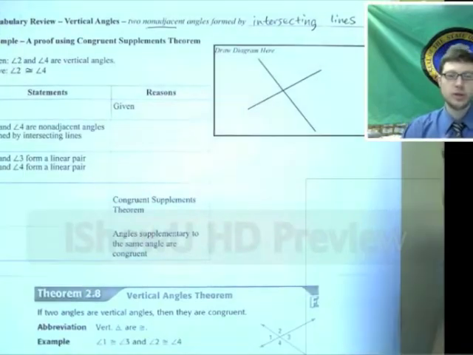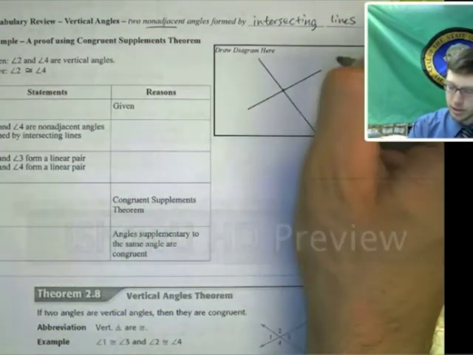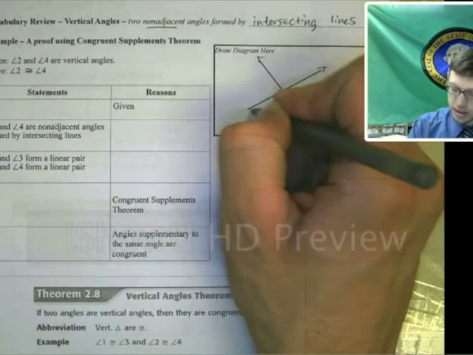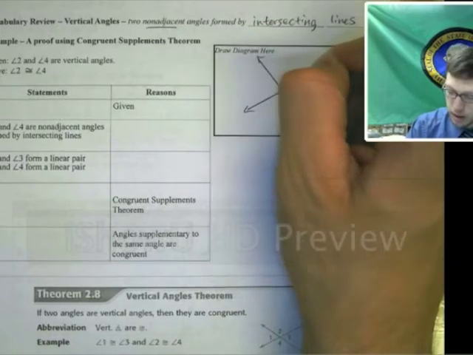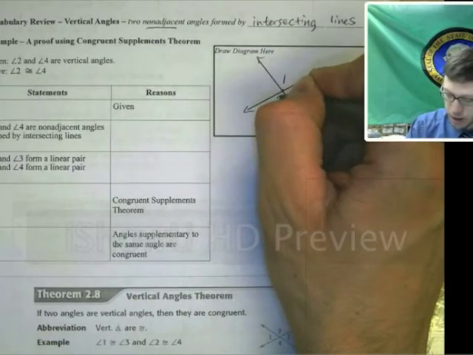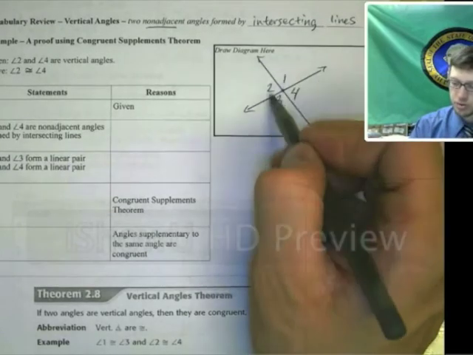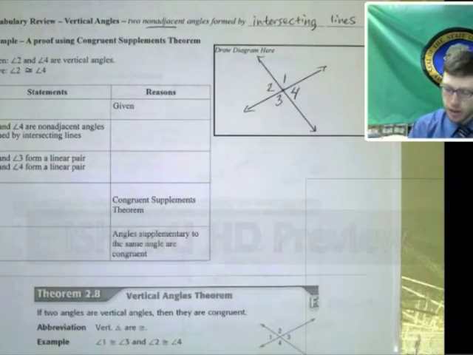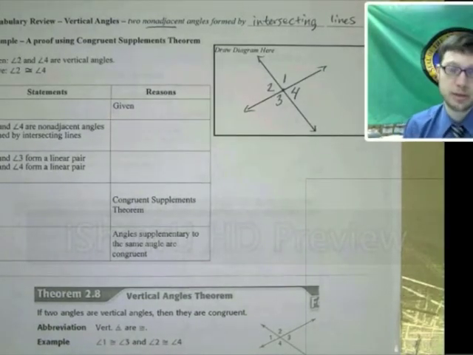Draw two intersecting lines. They have a common vertex, the angles do. The lines continue forever. And they have the numbering scheme 1, 3, 2, 4. 1, 2, 3, 4. Okay? So let's start off with the example, a proof that uses the congruent supplements theorem.